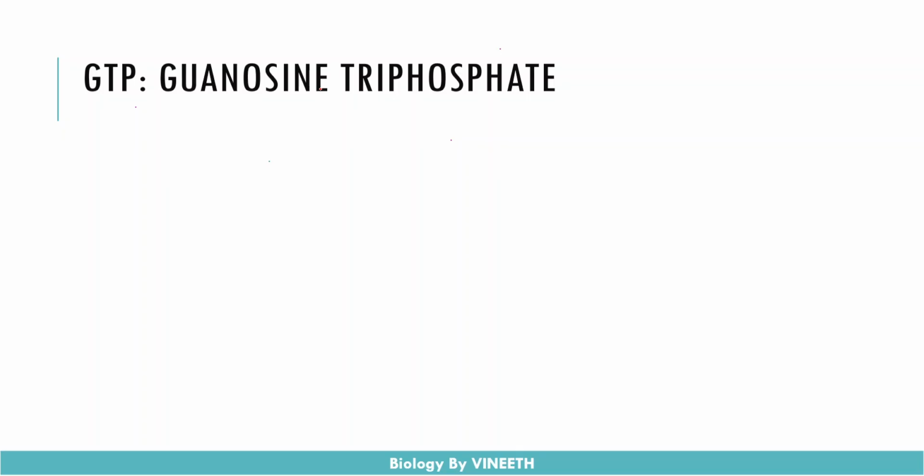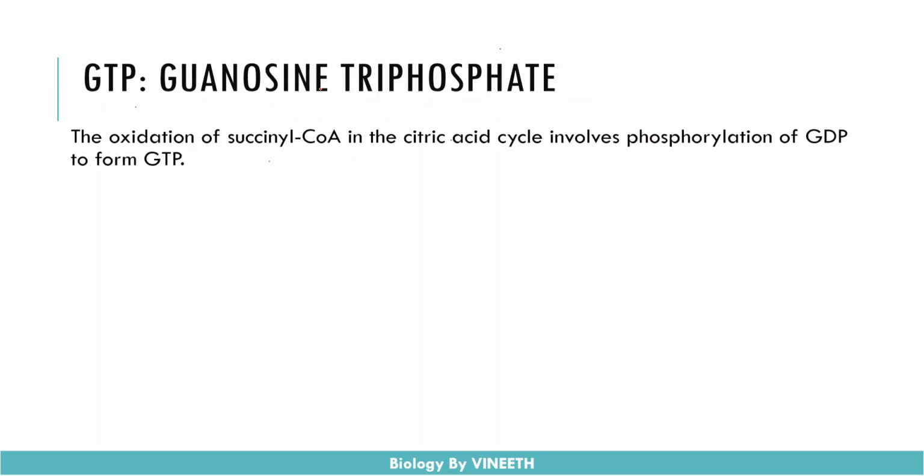And the next nucleotide is guanosine triphosphate, and the major role of GTP is seen in the rhodopsin cycle. So this GTP actually activates a cGMP phosphodiesterase enzyme, and it allows the conversion of cGMP to GMP, and this blocks the sodium ion channels and the potassium ion channels in the vision cycle. So that gives you the vision, clear vision. So this GTP plays an important role in the vision cycle.